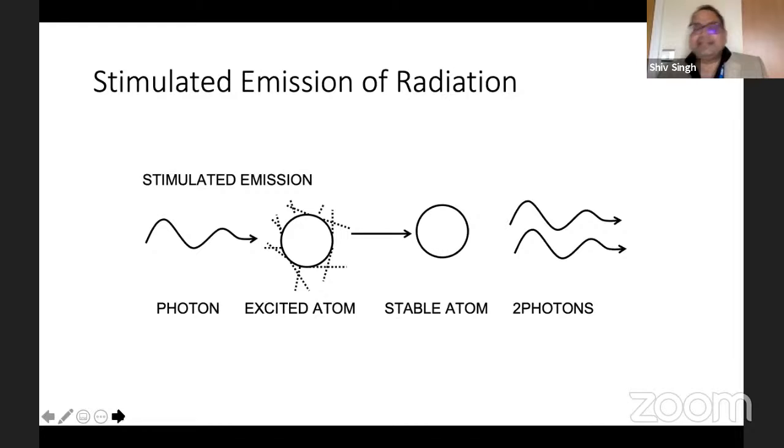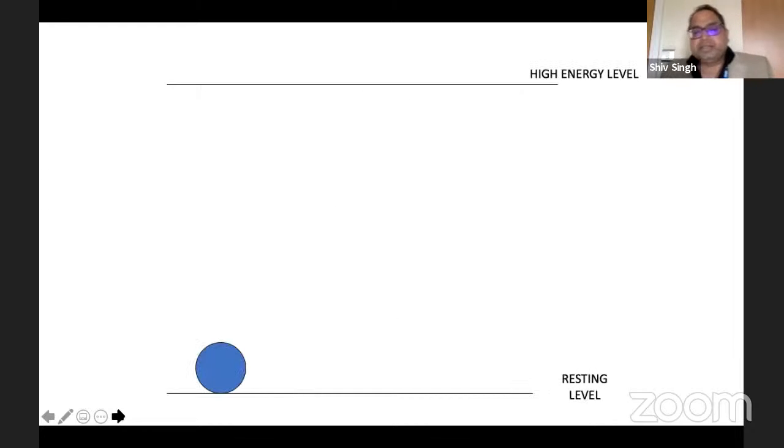So let's look at it in a different way. You get the atom, which is at the resting level. You apply energy to it, and it will move to a higher level. So it's gone up to a higher energy level. And when you take away the energy, then it comes down, and as it comes down, it releases a single photon.